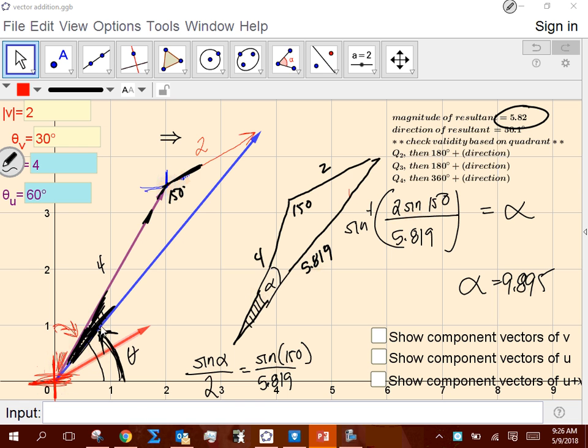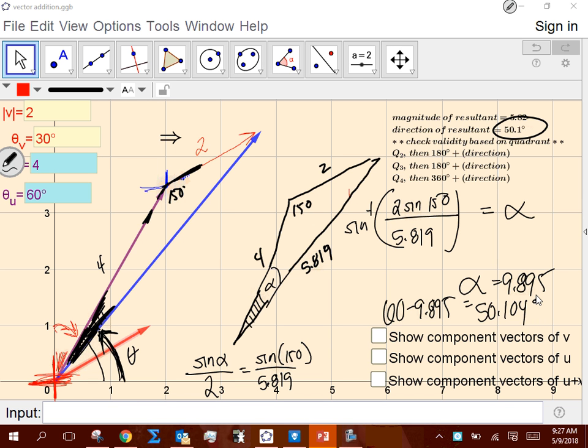What did you say you needed to do with that to actually find theta? Subtract it from 60. So 60 minus 9.895 is 50.104 degrees, which is that right there.